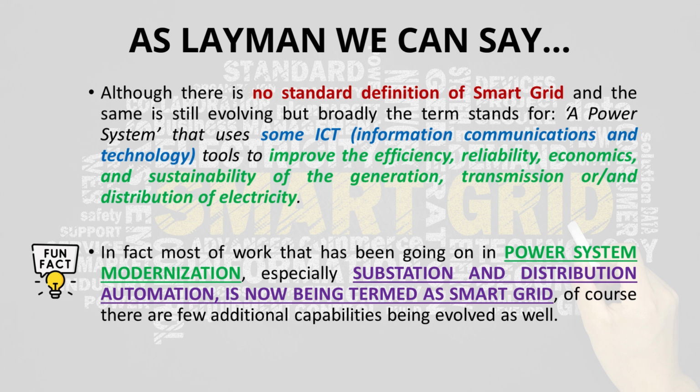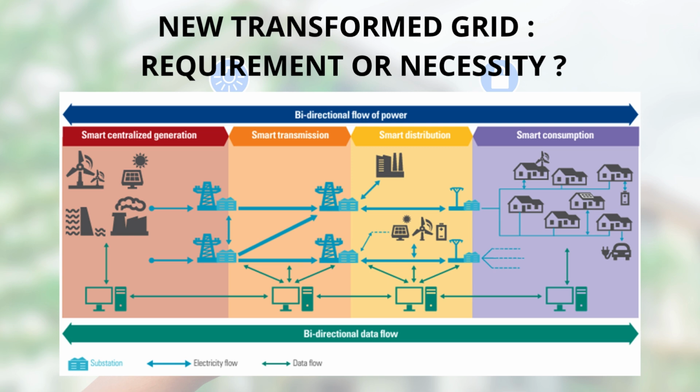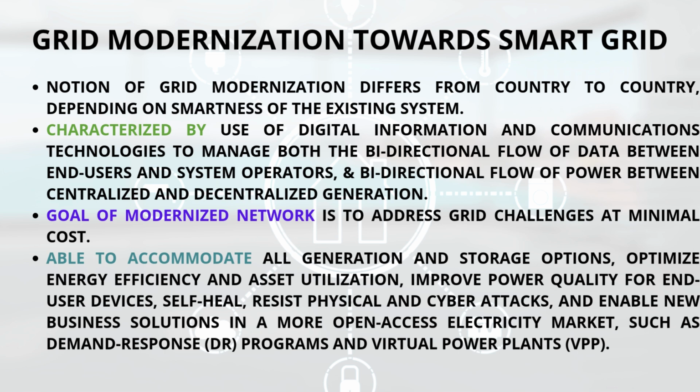So thinking about this whole transformation, is it just a requirement, something utilities should do, or is it an absolute necessity now? In the slide, you can see this idea of grid modernization toward smart grid. That's a great question, and the answer is often context dependent. The urgency, the feeling of necessity, really differs country by country. It depends on how smart or robust their existing grid already is. Developed versus developing nations, for example.